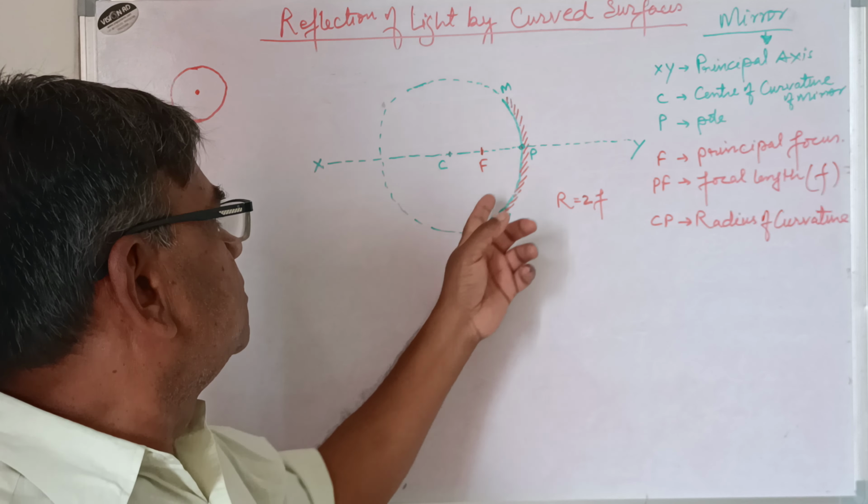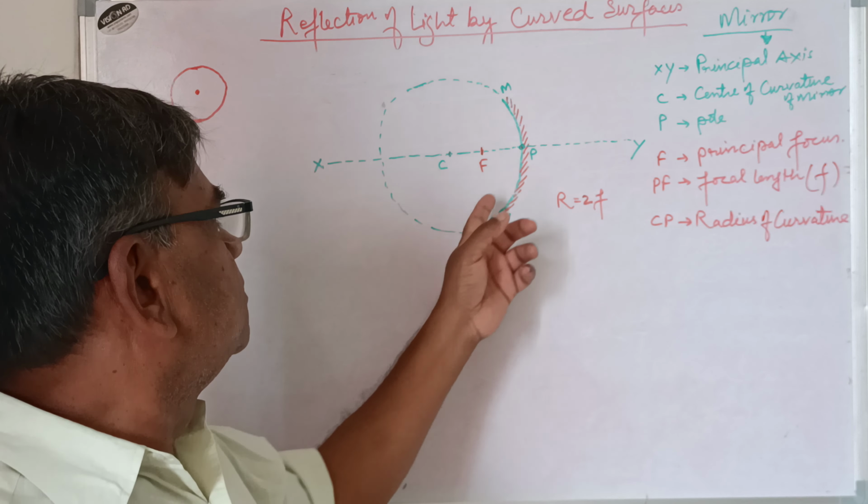Let this is the silver coating, outer surface silver coated, so this becomes M dash, called mirror. This is the point P, pole of the mirror, and this is F and this is C. It is in between from here, approximately. So this is P. We extend this line, this is the principal axis.